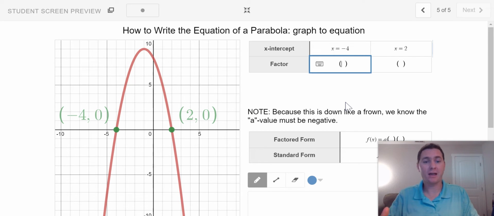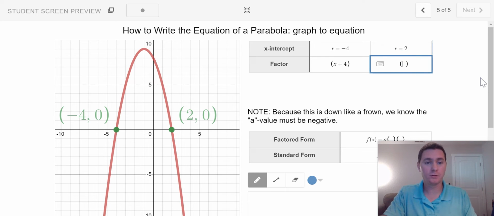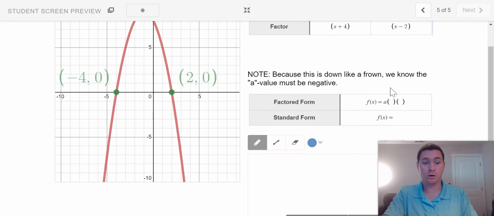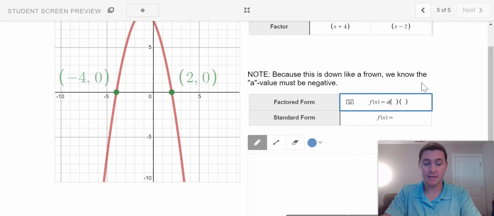So what factor goes with -4? Well, the factor x plus 4. And notice how it's the opposite sign. What factor goes with the x-intercept of 2? x minus 2. It's the opposite. And so we've got our two factors, our length and our width. Our factored form is f of x equals x plus 4 times x minus 2.